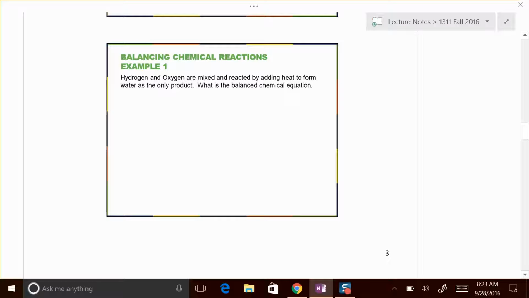So if I start out with this reaction, hydrogen and oxygen are mixed and reacted by adding heat to form water as the only product. Right, the balanced chemical equation. So what is this telling me? It's telling me I'm taking hydrogen plus oxygen to form water. And the chemical formula for water is H2O. Now, did you guys see anything wrong about how I wrote this?